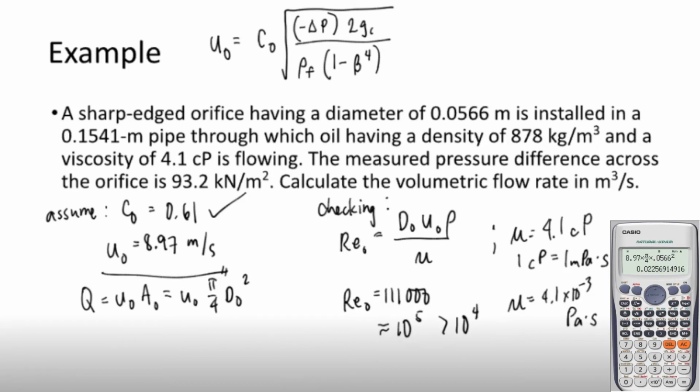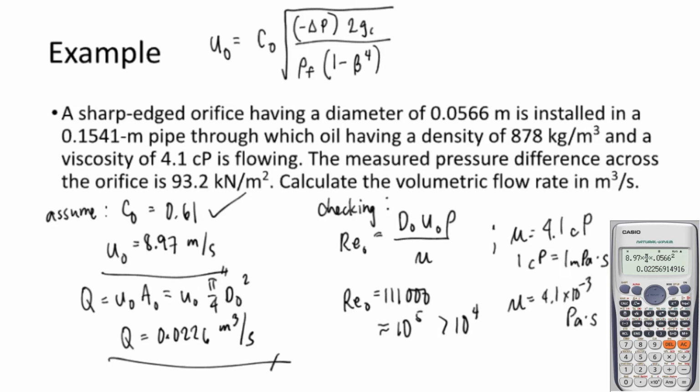Our volumetric flow rate in this case is 0.0226 cubic meters per second. That's our final answer. The treatment for Venturi and Orifice meters is basically similar except for their coefficients. For a well-built Venturi, you can use 0.96, while for an Orifice meter, we first have to assume that the value is 0.61 and then later check if that is valid.